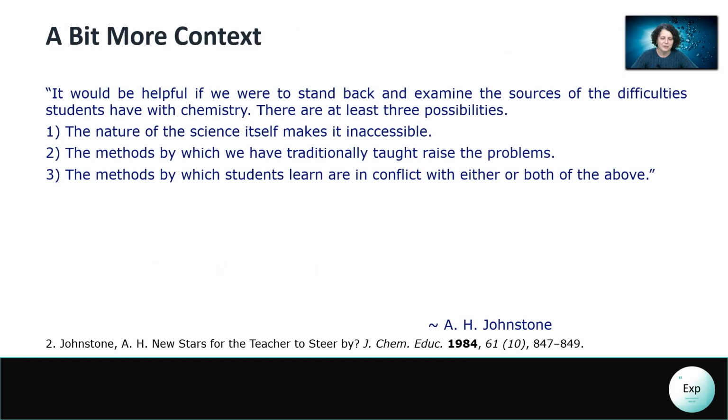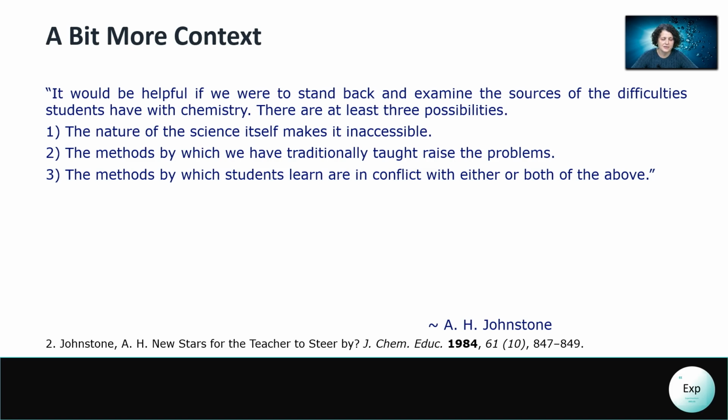I would like to direct your attention to an article from 1984 from Alex Johnstone. He said, "It would be helpful if we were to stand back and examine the sources of the difficulties that students have with chemistry." And he identified three main possibilities for that. The first is that the nature of science, or chemistry here, makes it inaccessible. In other words, chemistry is just difficult.